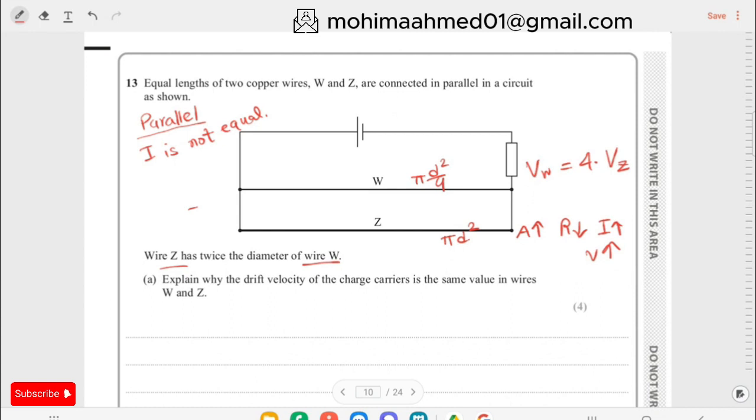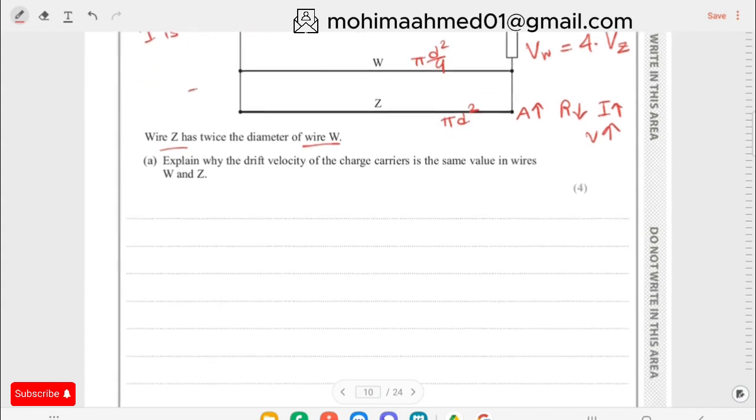But since they're connected in series, the lower magnitude of the drift velocity in wire Z is compensated by a higher value of current in wire Z. So we can now write that they both have the same drift velocity, as wire Z has a greater cross-sectional area, which means smaller resistance, and has a greater current. And according to the equation I equals nAvq, for a greater current, the drift velocity of wire Z will also increase, and thus will become equal to the drift velocity of wire W.